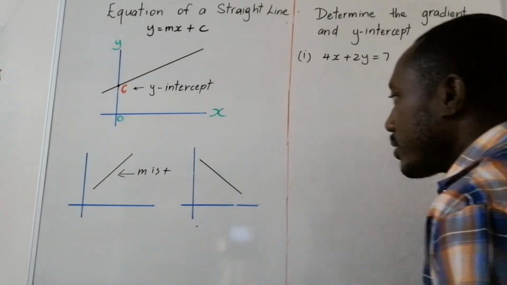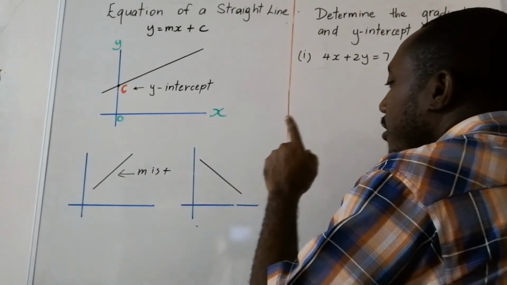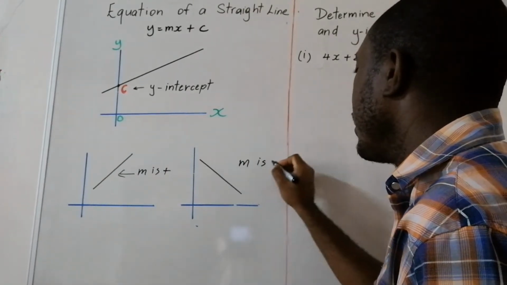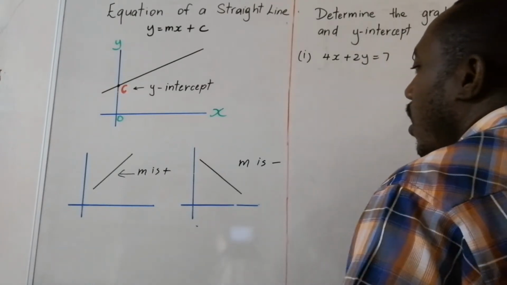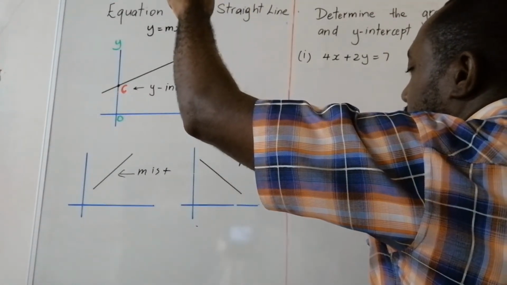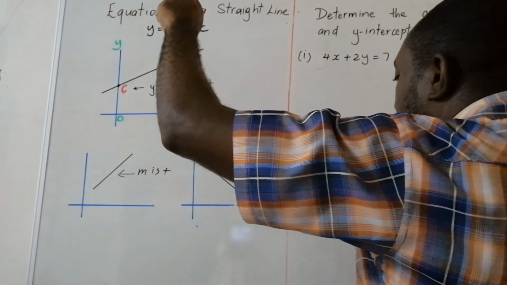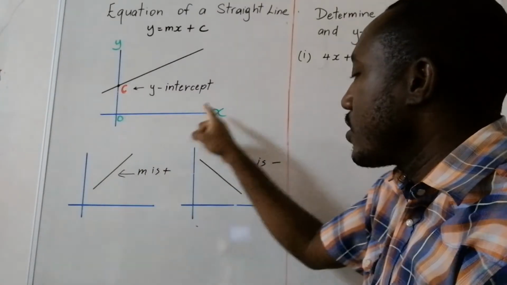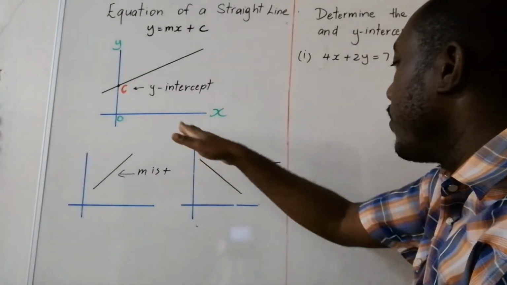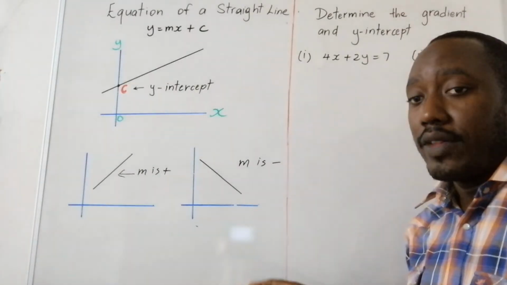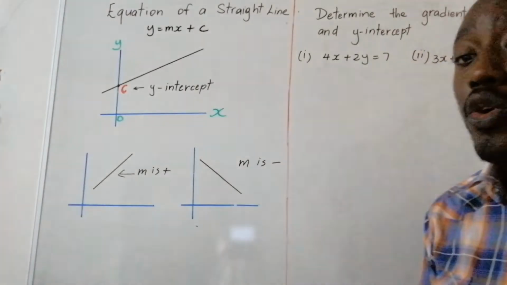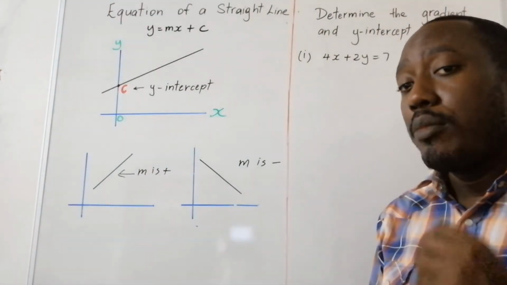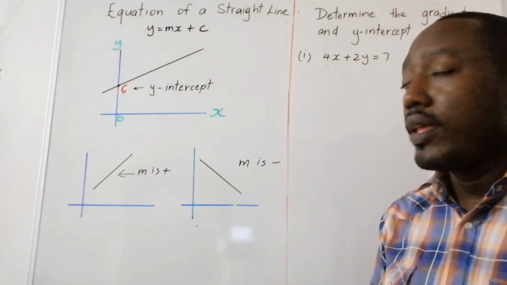Now, where the gradient is negative, when m is negative, notice it comes down from your left, sorry, it comes from your left and goes down to your right. So it changes direction. When it's positive, this is the direction it goes. When it's negative, this is the direction of the line. So we could just look at the line and know if the gradient is positive or negative. We might not know the gradient, but we could know if it is positive or negative.